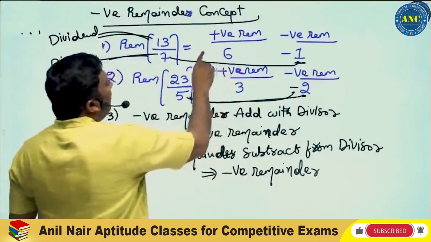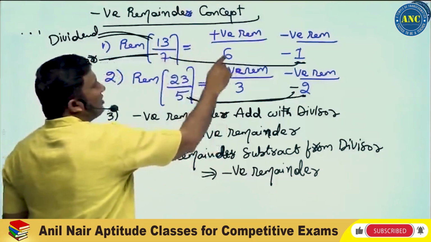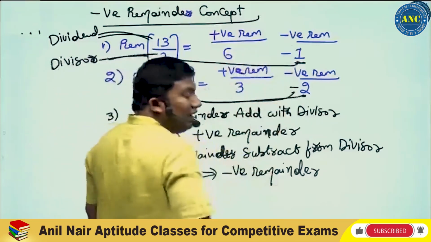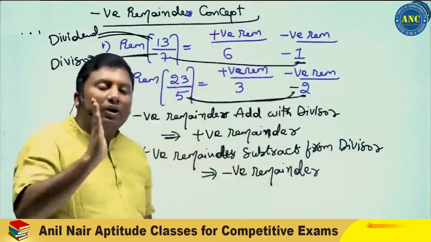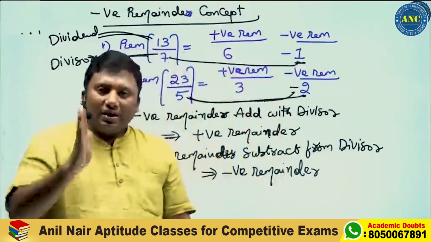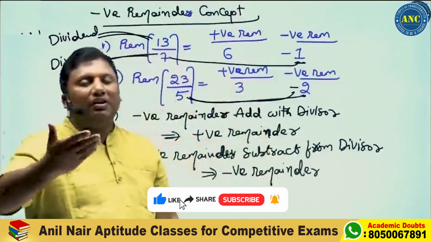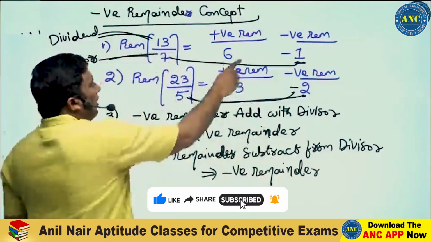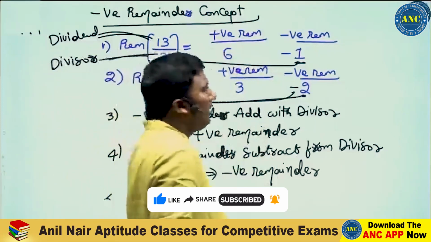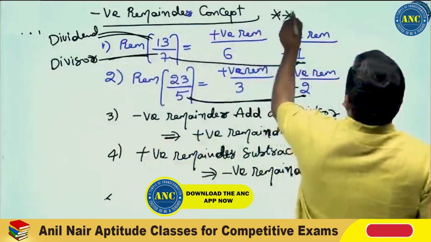From positive remainder to negative remainder, subtract it. What is 6 minus 7? It is minus 1. What is 3 minus 5? It is minus 2. Negative remainder to positive remainder, add with the divisor. Positive remainder to negative remainder, subtract it from the denominator. This is an extremely important concept.